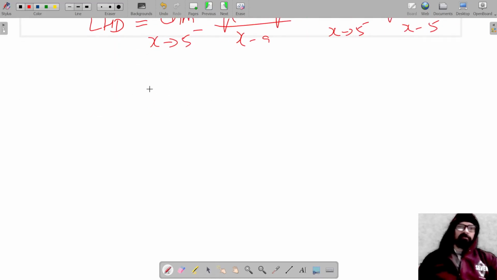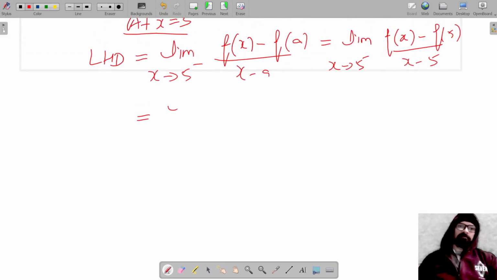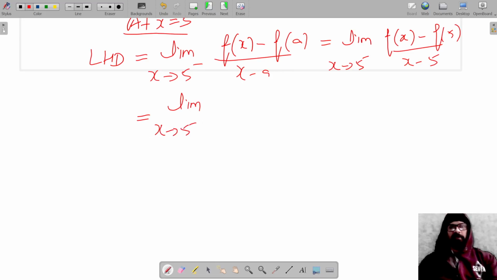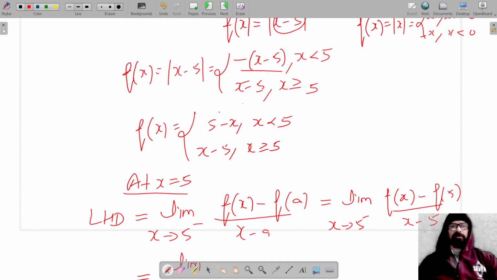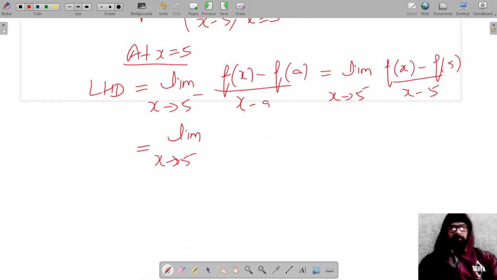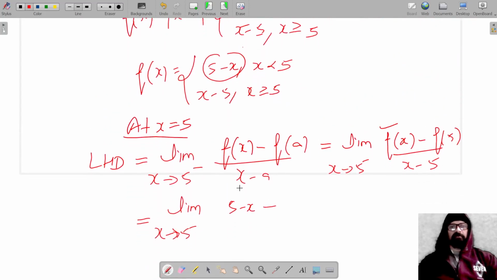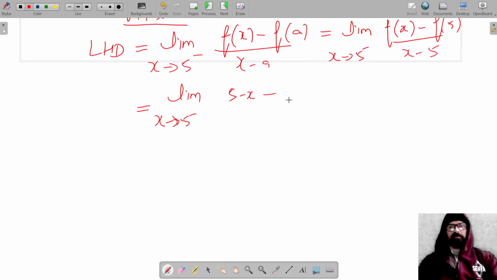So now let's get the value of f of x. Because x is less than 5 for the left-hand derivative, our function would be 5 minus x. So f of x is 5 minus x, and f of 5, if I put x as 5, gives me 0. And the denominator is x minus 5.